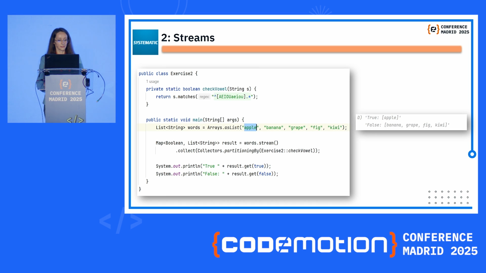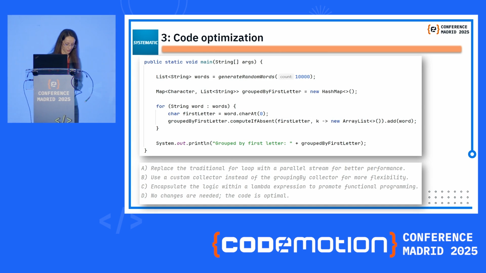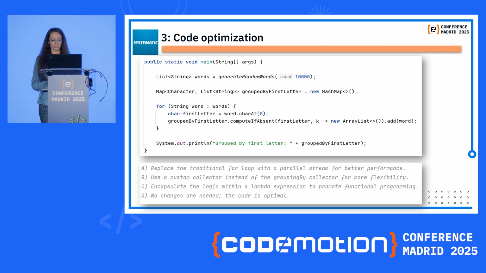All right, let's continue. And now it's time for a first code optimization challenge. Let's start from what this exercise is meant to do. First of all, we have a list of strings, as in the example over there. And the purpose, as you can see, will be to group words by their first letter. How would you change these few lines of code to improve it?